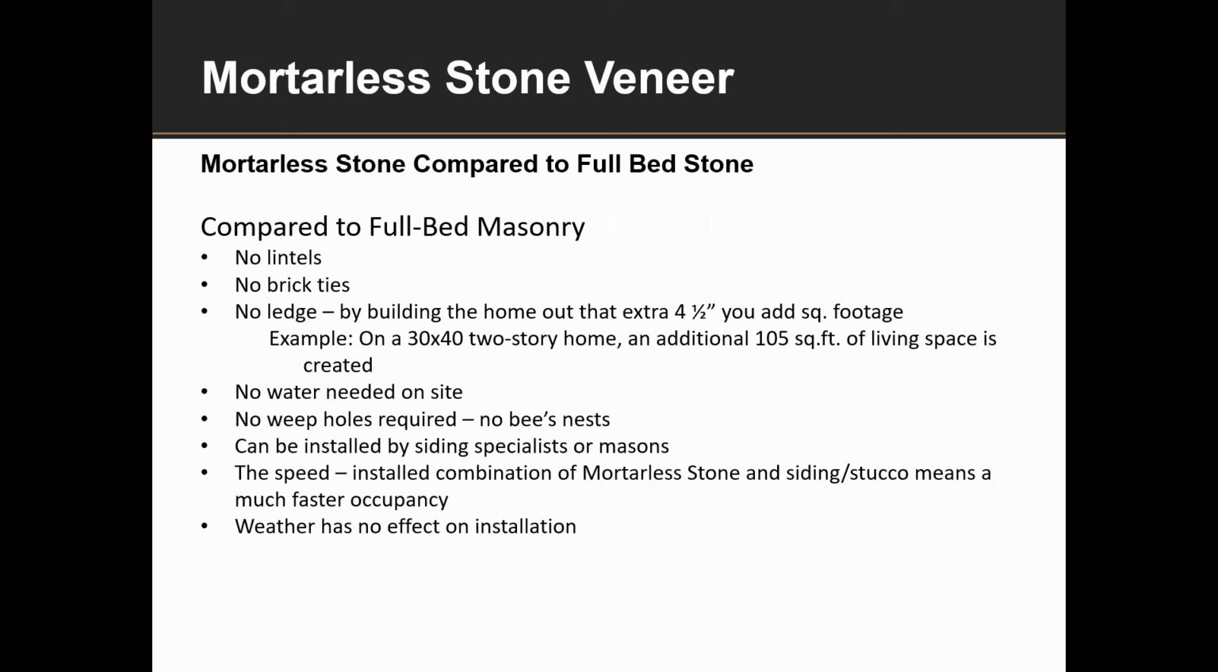Compared to a full bed stone or a brick, there's no lintels needed, no brick ties, no ledge. And that ledge is kind of a big deal, because if you don't have to have that 4.5 inches or 5 inches of ledge, the walls can now be moved out to the edge of the foundation. This actually will add square footage inside. So for an average 2-story home, that's an additional over 100 square feet of living space added by just getting rid of the ledge. You don't necessarily need water on the site.